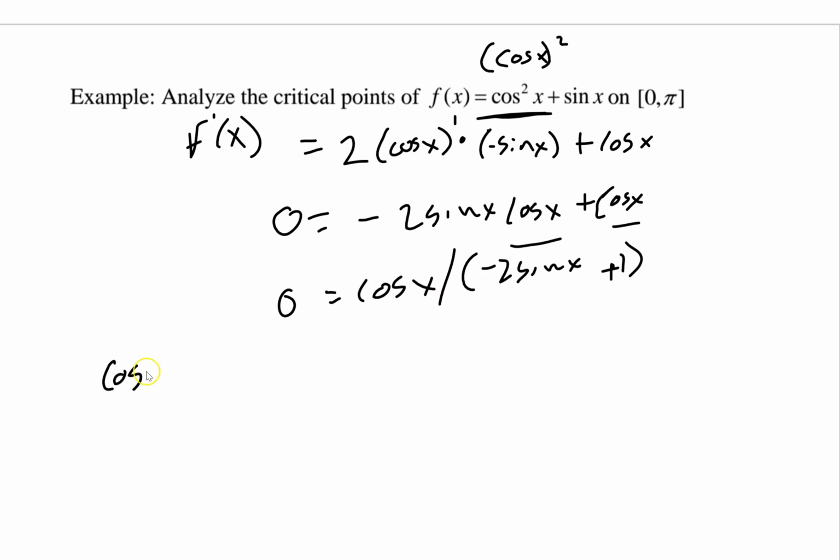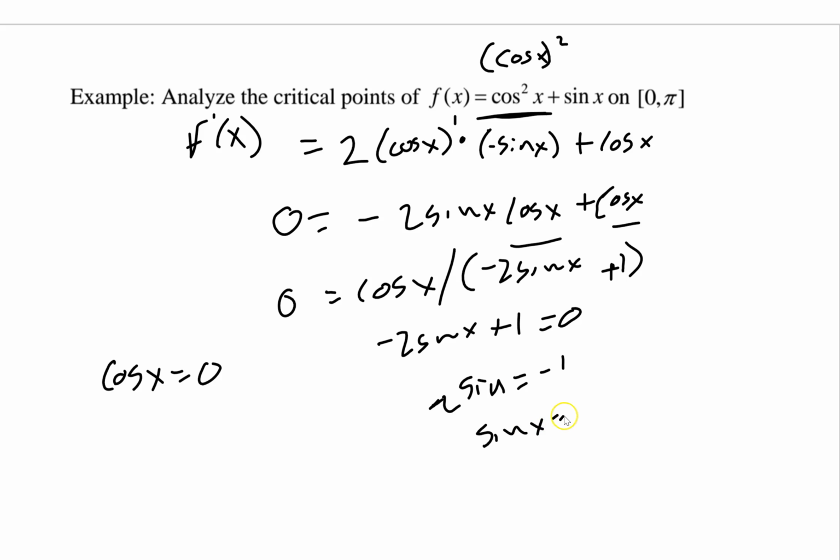So cosine x equals 0, and negative 2 sine x plus 1 equals 0. Solve each one separately. For this one, I'd subtract 1, divide by negative 2. Negative 1 divided by negative 2, so sine x is going to equal 1/2.